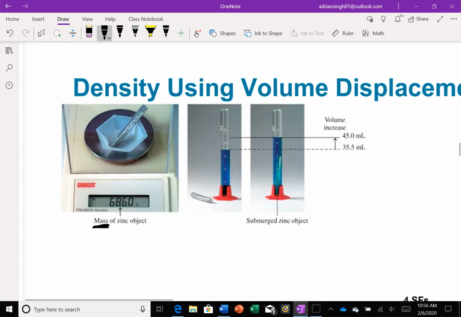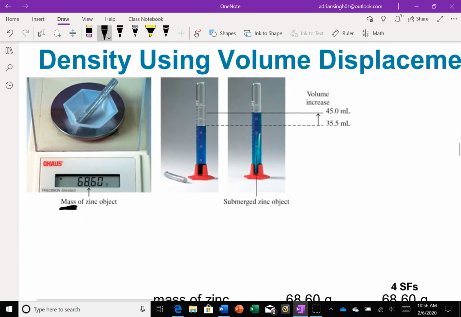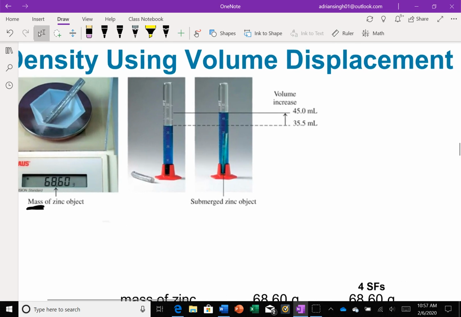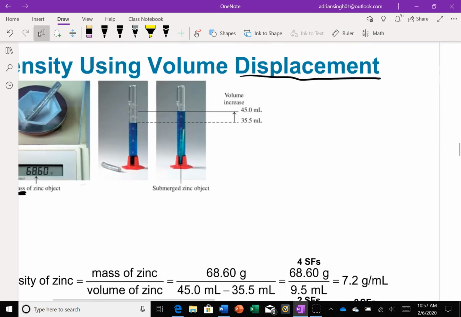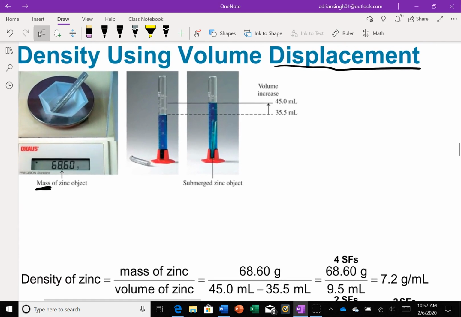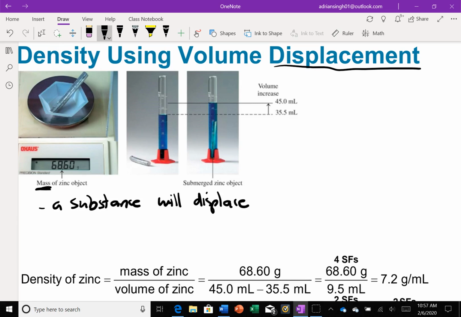Now, because of the shape of the cylinder, it may be difficult to measure the dimensions and calculate the volume. So instead, what we use is a technique known as displacement to measure the volume. And the principle behind this is relatively simple. This says that a substance will displace a volume equal to its own volume.